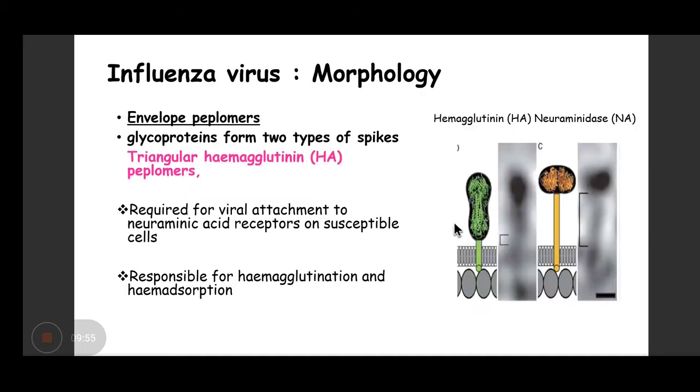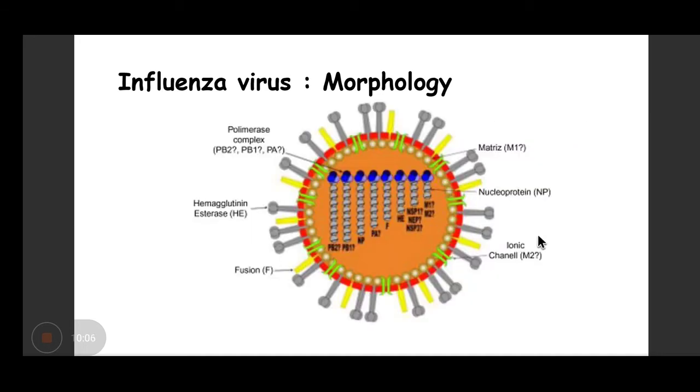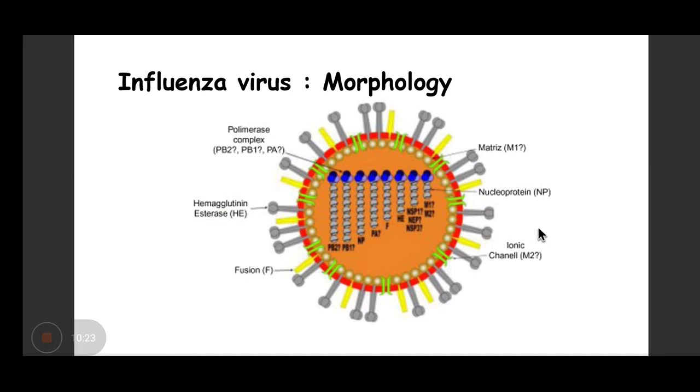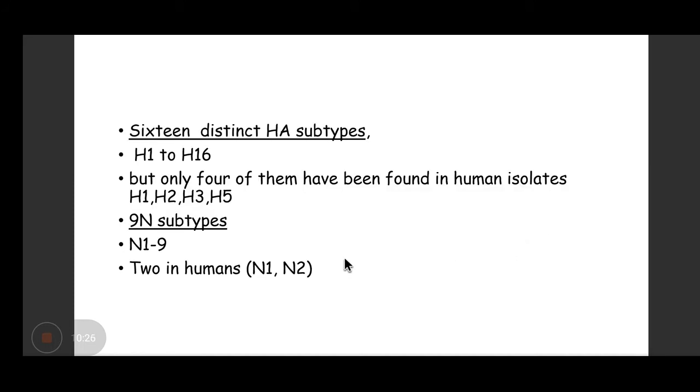Hemagglutinin and neuraminidase. Hemagglutinin helps in the attachment, neuraminidase helps in the release of the virus from the cell. And the genome of the influenza virus is segmented RNA, and there are 8 segments in influenza type A and B and 7 segments in type C. And because the genes for H, hemagglutinin, and neuraminidase are present on different segments, one virus can have a different hemagglutinin, another neuraminidase.